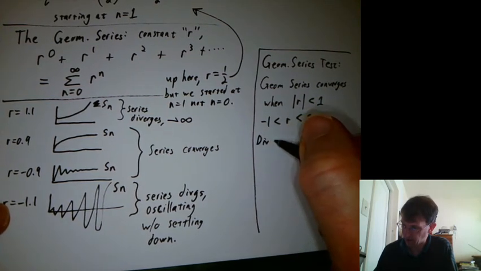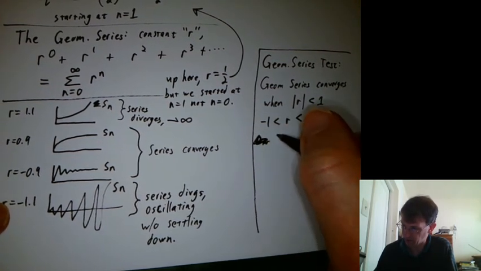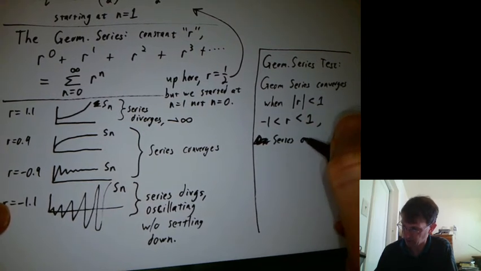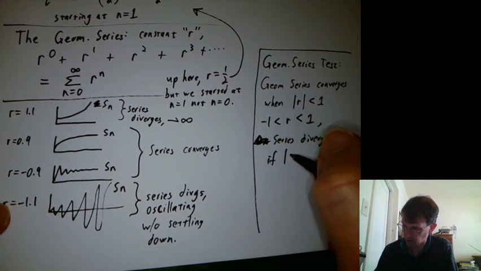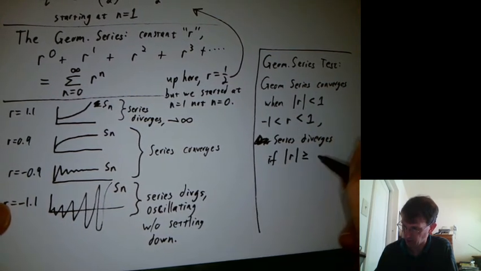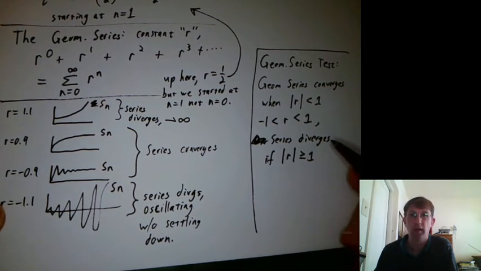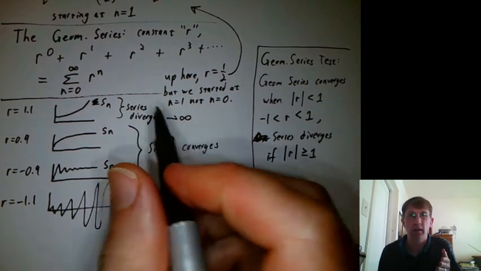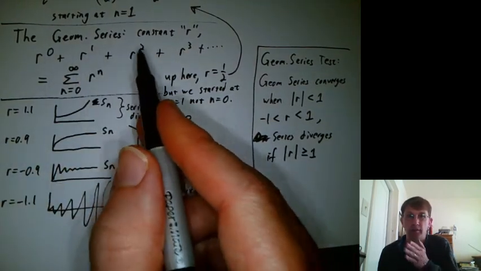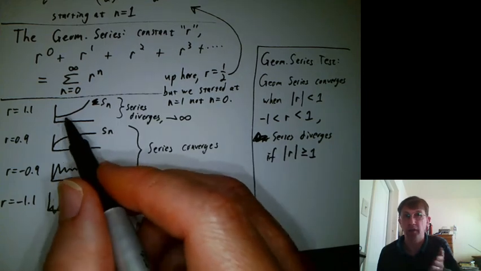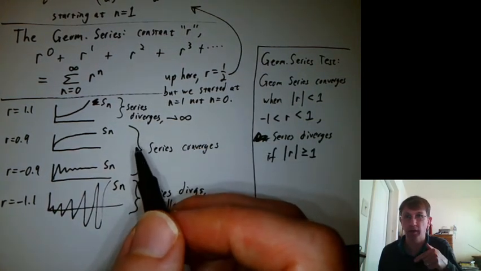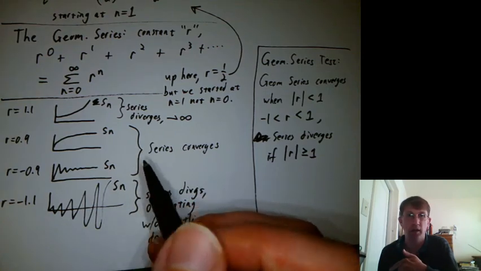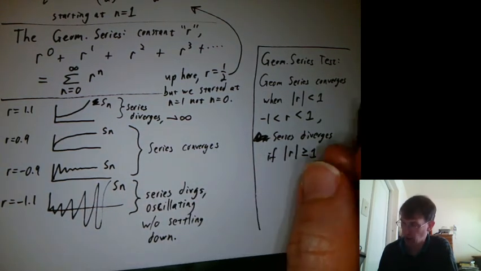And the geometric series diverges if the absolute value of r is bigger than or equal to 1. If r is equal to 1, then you're just doing 1 plus 1 plus 1 plus 1 plus 1, and that'll be growing linearly to infinity. If r is negative 1, then you're doing plus 1, minus 1, plus 1, minus 1, and that oscillates without settling down.